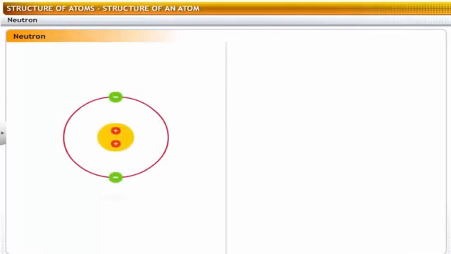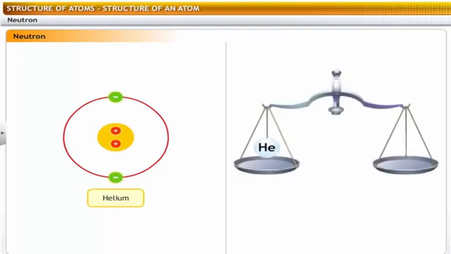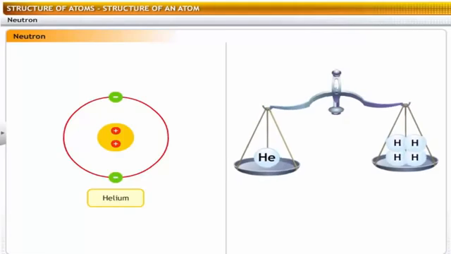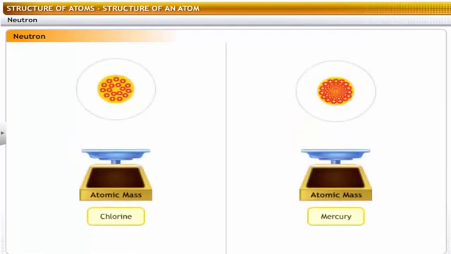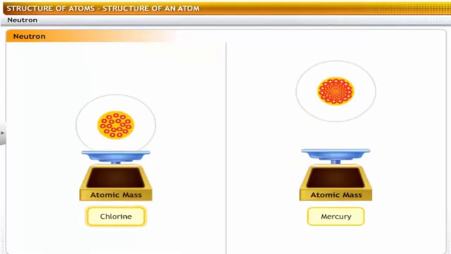Let's examine the element helium. It was found that helium has 2 protons and 2 electrons. However, its mass was found to be 4 times that of hydrogen. Similarly, the weights of some other elements were also found to be double or more than double the expected weight. For example, the number of protons in chlorine is 17, but its mass was found to be 35. Similarly, the number of protons in mercury is 80, but its mass was found to be 200.